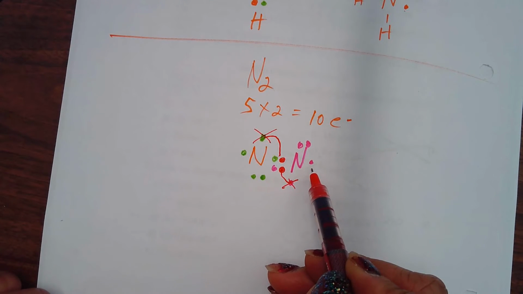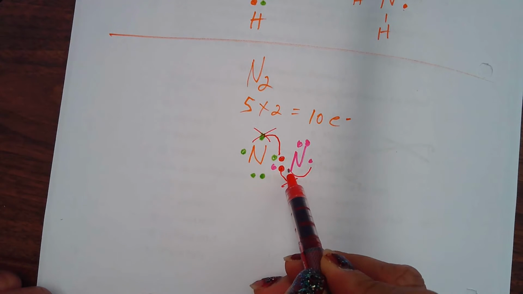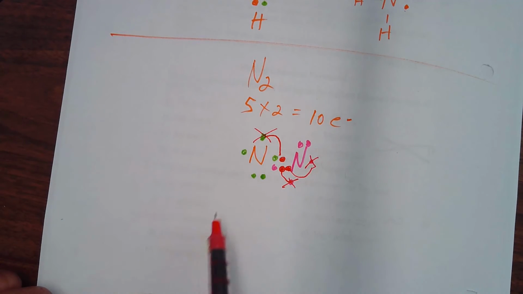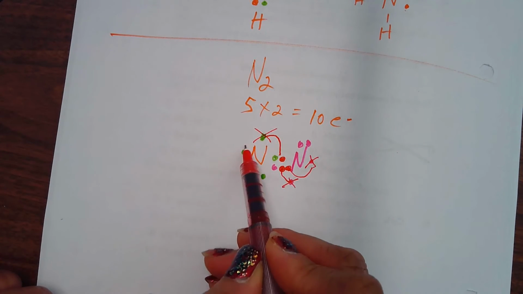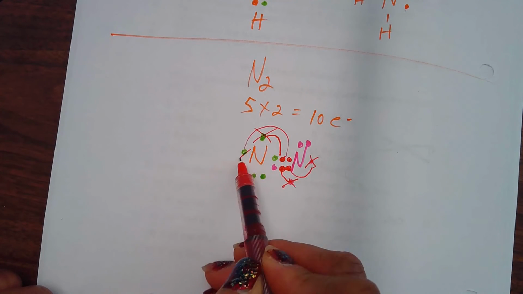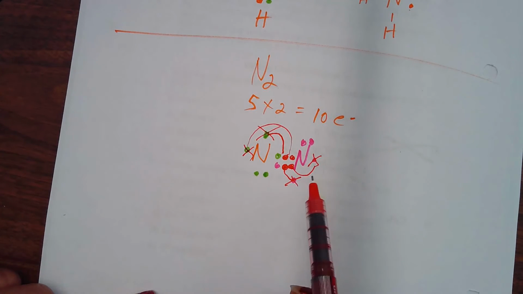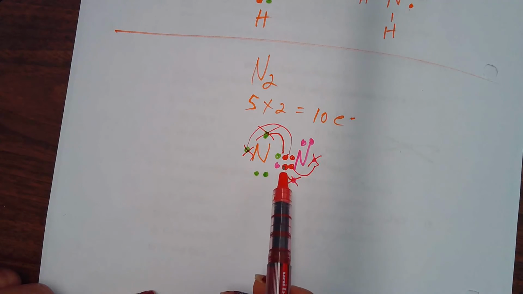So guess what's going to happen? You see that lonely electron right there? It will move here. So there you go. Gone. See this electron right here? It will move here. That's gone. Okay, so let's take a look. So how many do you have now?